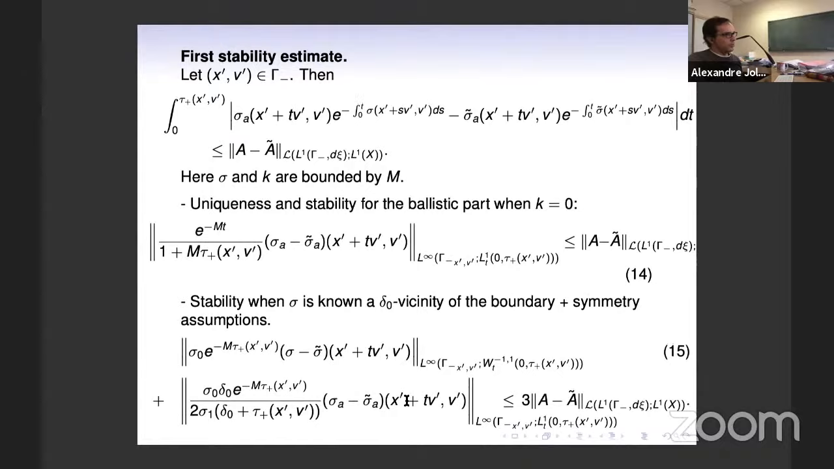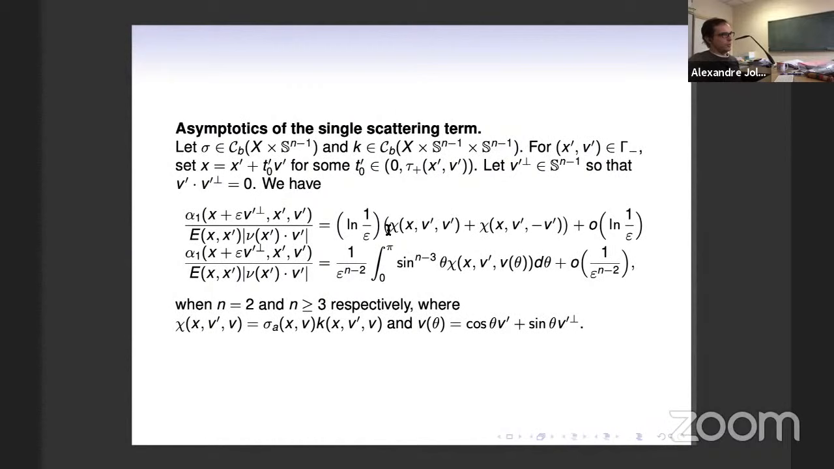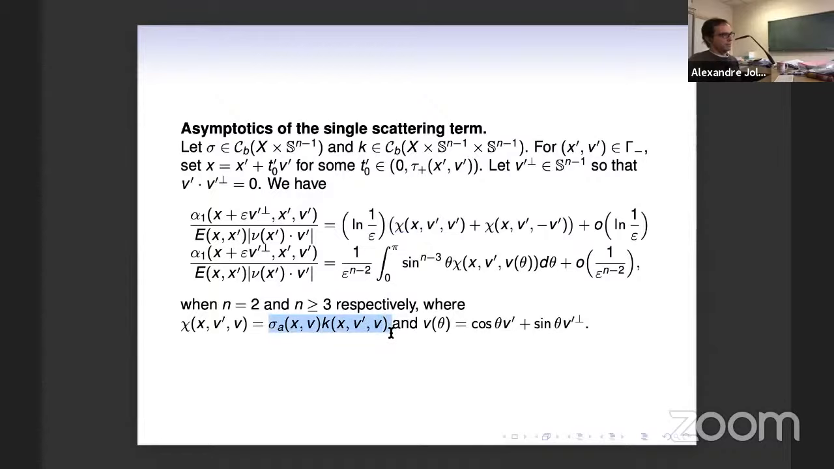Now, for the single scattering term, as I told you, we use some asymptotics. So here you take a point x, which will be on the line which goes through x prime in direction v prime. And you look at a small displacement from this line, and you look at the asymptotics when the displacement is smaller and smaller. So for alpha 1, you will have this quantity, and it will give you information on this quantity k, which is given right here. So you will have information on this function at this point, v prime and v prime minus v prime. So it already tells you that you cannot recover k fully from this asymptotics.